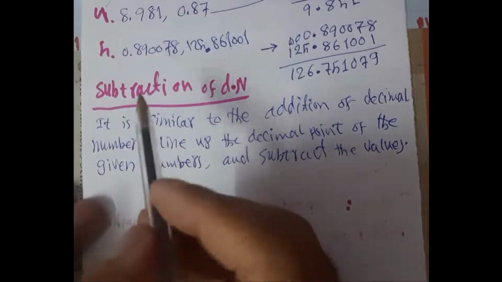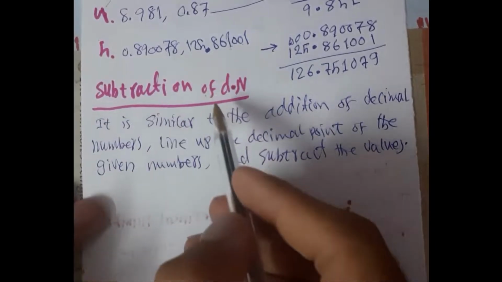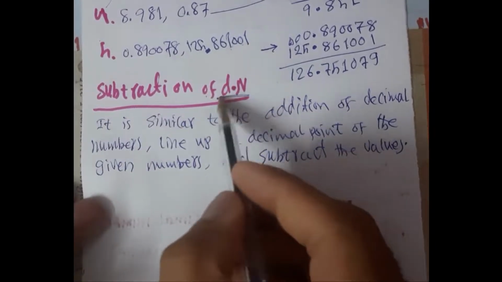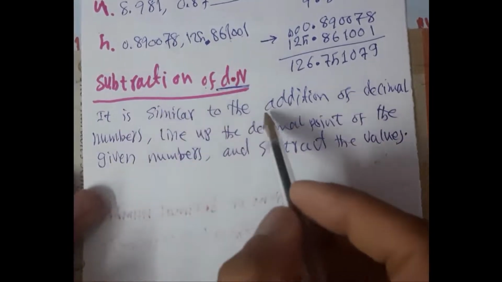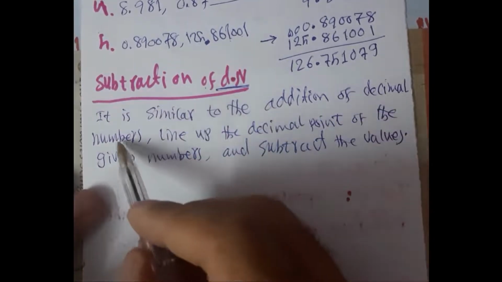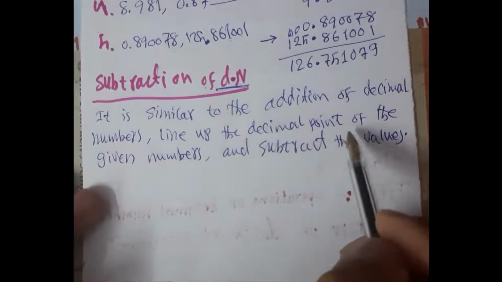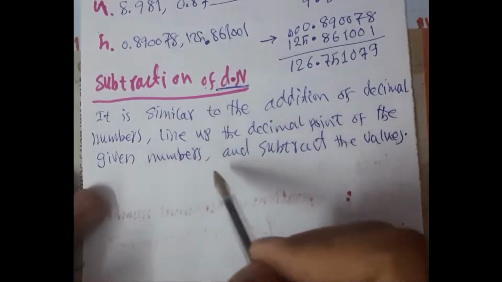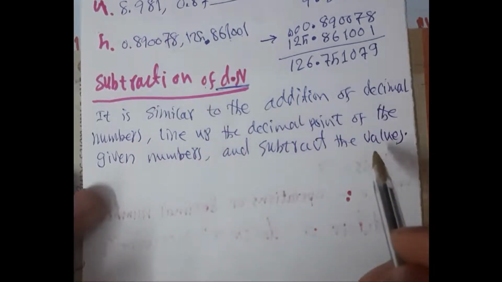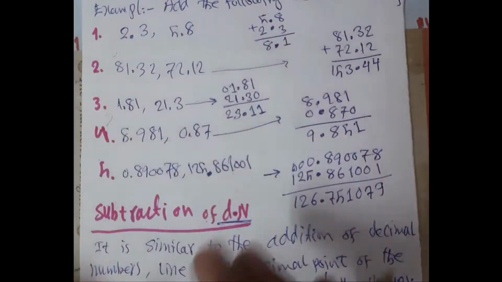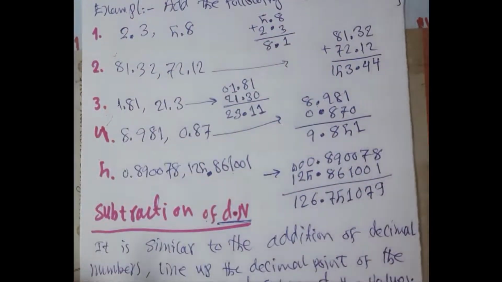Here is subtraction of decimal numbers. It is similar to the addition of decimal numbers. Line up the decimal points of the given numbers and subtract the values. This example which we wrote above, we want to solve them.